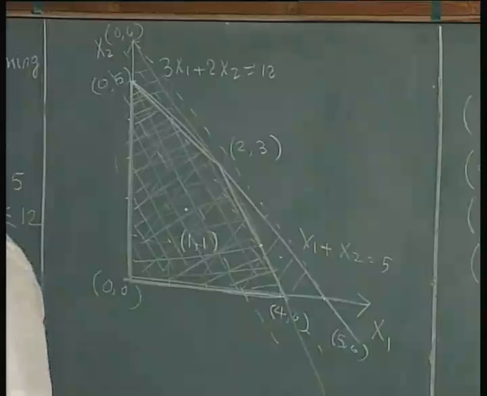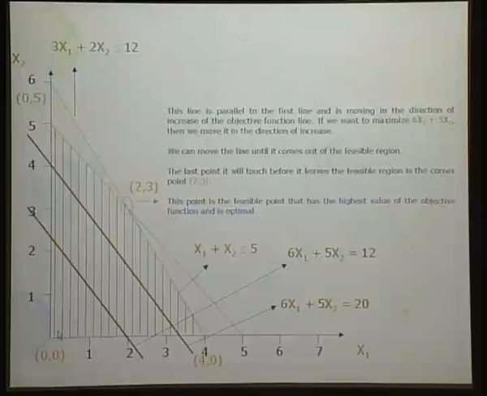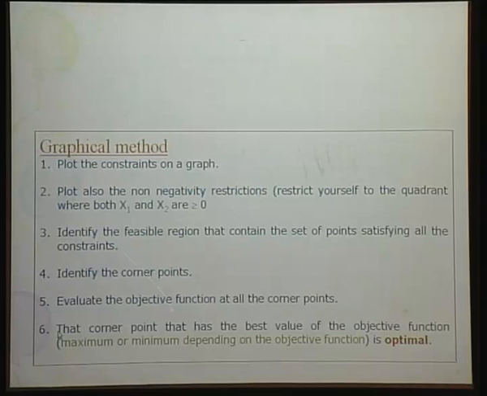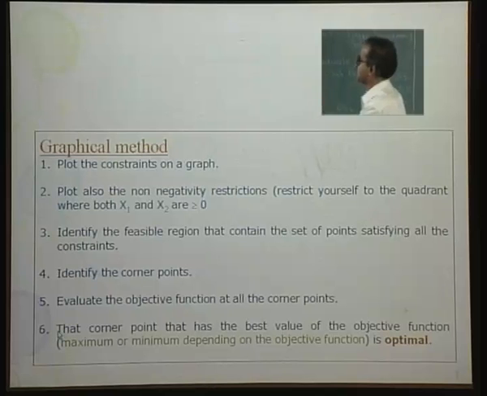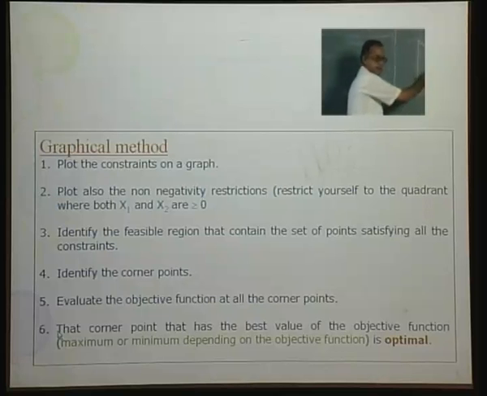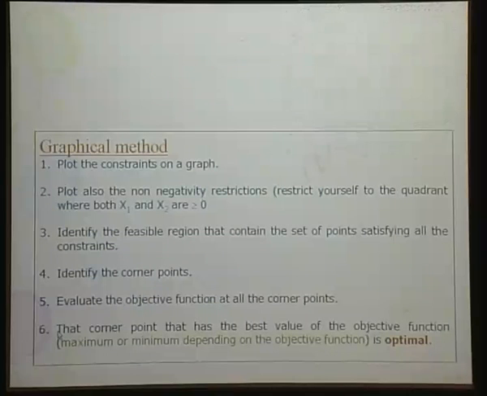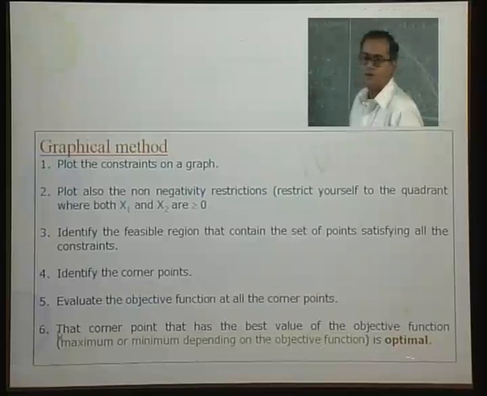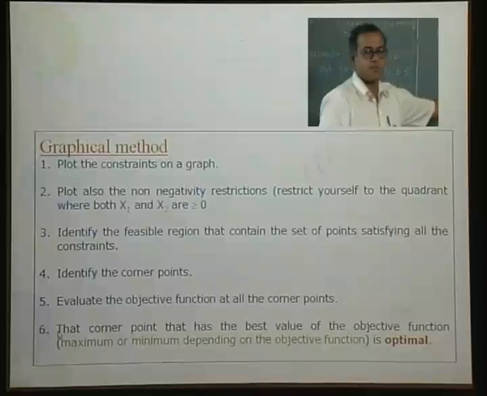Now, to go back to the summary, the graphical method works as follows: plot the constraints on a graph, plot also the non-negativity constraints, that is, restrict yourself to the quadrant where both x1 and x2 are greater than or equal to 0, which is the first quadrant. So, you do not have to plot anything in the second, third and fourth quadrants. Now, identify the feasible region that contains a set of points satisfying all the constraints, identify the corner points, evaluate the objective function at all the corner points, and that corner point which has the best value of the objective function, maximum or minimum depending on the objective, is optimal. We can use the term optimal or optimum respectively.